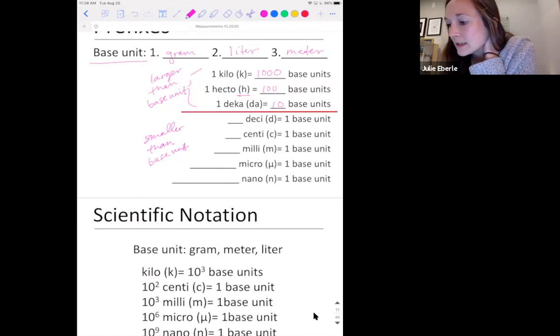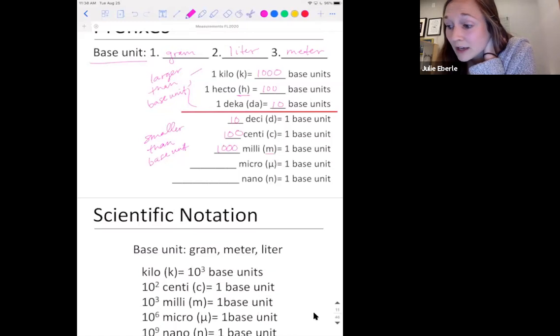Okay, so deci, well, there's 10 decigrams or decimeters in a gram or meter. There's 100 centimeters in a meter. Okay, milli, it's smaller by 1,000, so there's 1,000 millis in 1 base unit. We abbreviate this with an M, lowercase m.